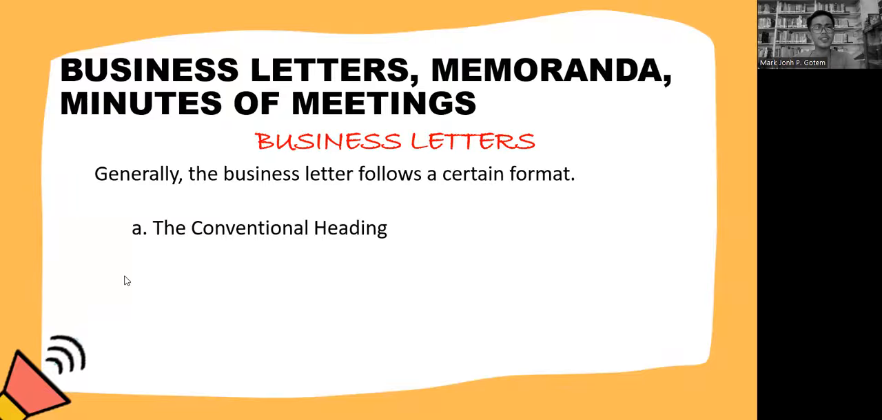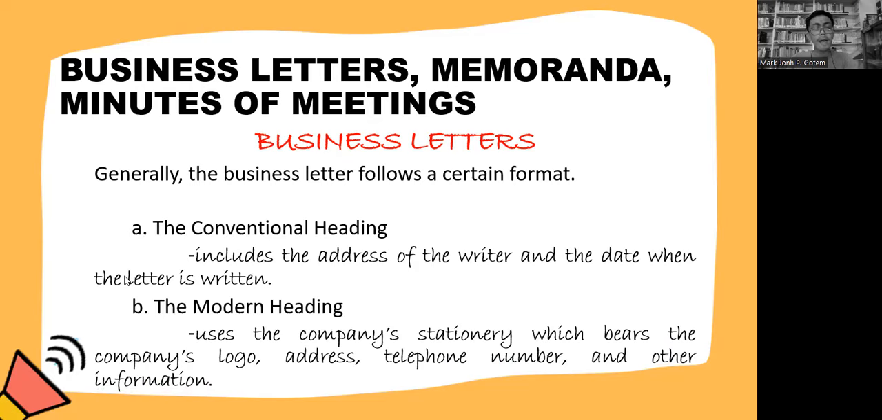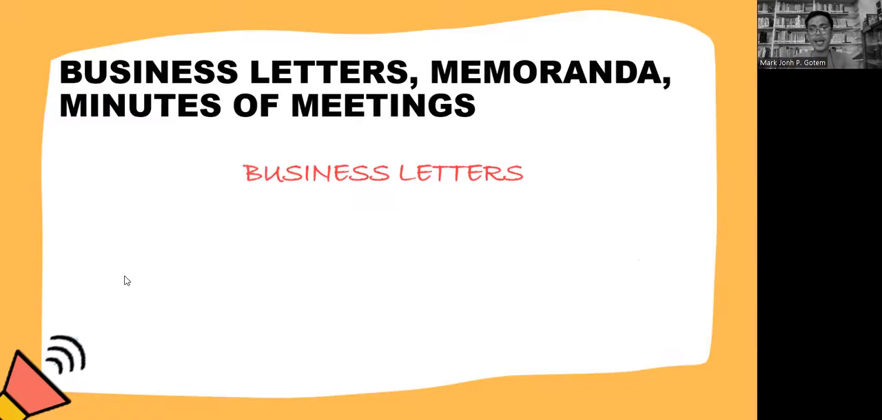So business letters, generally, follow a certain format. First, we have the conventional heading. So what is conventional heading? It includes the address of the writer and the date when the letter is written. Take note, that is the conventional heading. And we have also the modern heading. It uses the company's stationery, which bears the company's logo, address, telephone number, and other information. Like for example, this one.